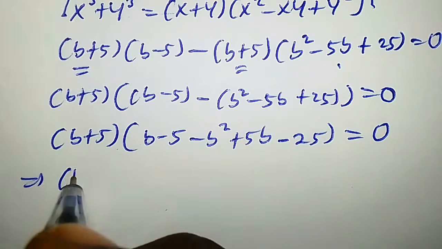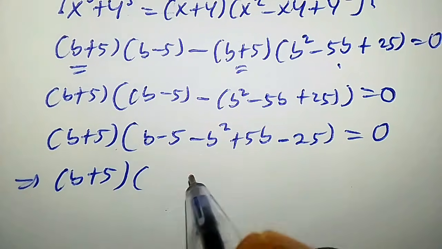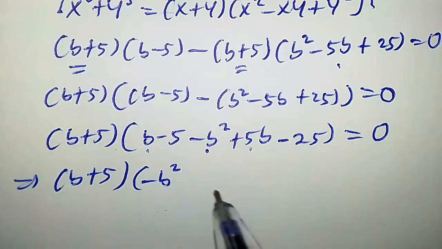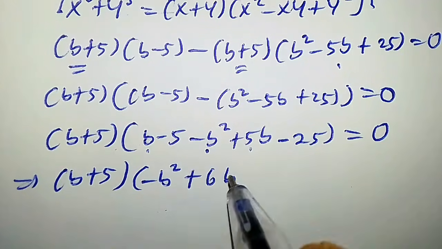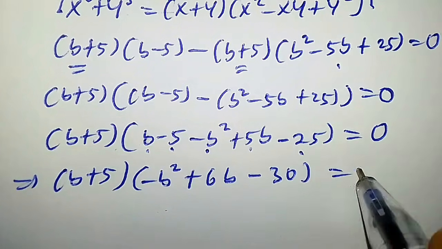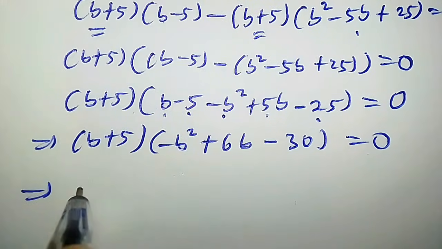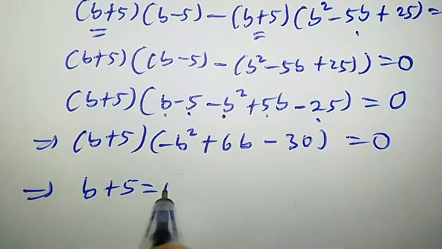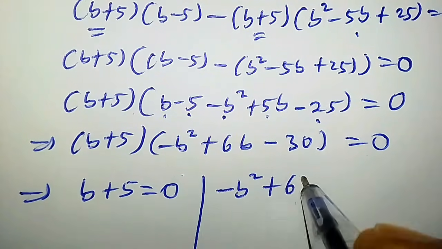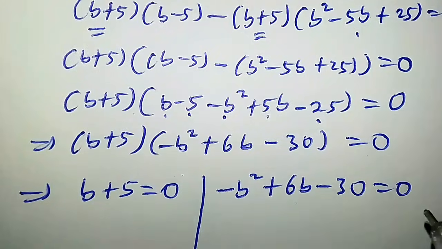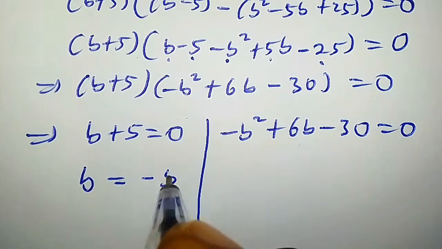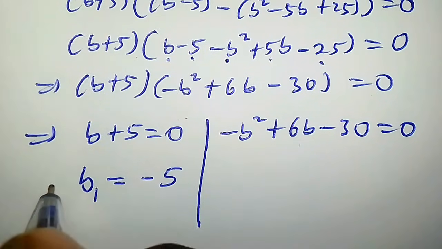So we have b plus 5 times minus b squared, b plus 5b, that is 6b, minus 5 minus 25, that is minus 30, equal to 0. This implies that b plus 5 is equal to 0, or minus b squared plus 6b minus 30 is equal to 0. It is obvious from this line, b is equal to minus 5. Let's call this b1. This is the first solution.